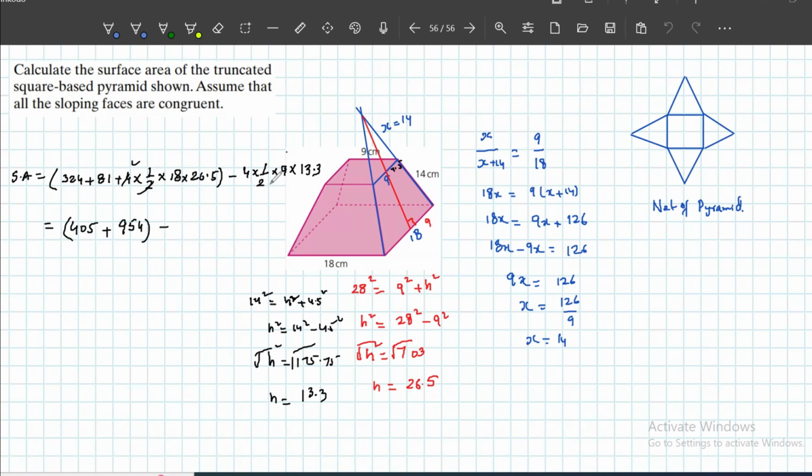that gives me, because we can cancel this one, 954, and minus, 2 can cancel 4, so 9 multiplied by 2, 18, 18 into 13.3, it is equal to 239.4, and lastly we can say that 405 plus 954 minus 239.4 is equal to 1119.6, or we can round up to three significant figures, so we can say that 1120, and it is centimeter square. I hope it is clear.